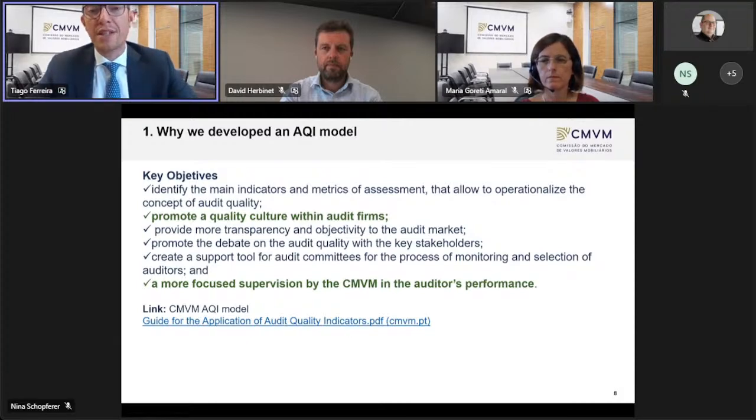The second objective that I would like to highlight is that the AQI model, or AQI tool, allows a more focused supervision by CMVM of auditors' performance. Nowadays, supervisors need to have a quicker response or reaction. So the AQI is a good tool to detect triggers or risks and to get closer to the auditors. We have our model translated to English on our site. This is the link to the model, to our document.